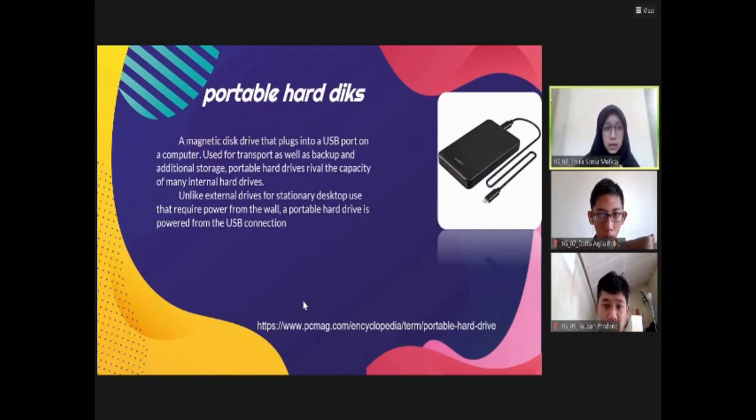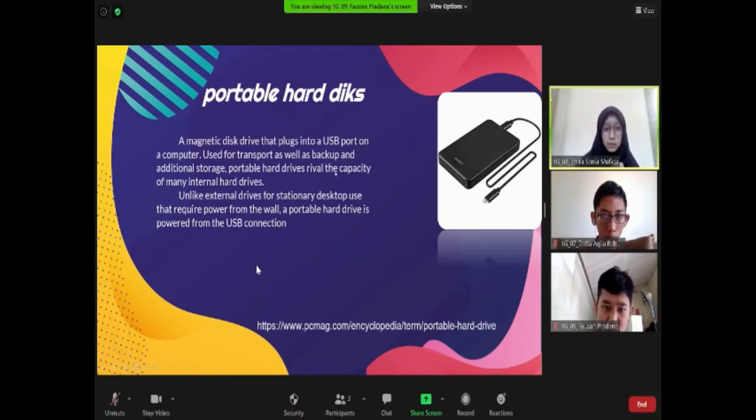Portable hard disk. A magnetic disk drive that plugs into the USB port on a computer. Used for transport as well as backup and imagination storage. Portable hard drives rival the capacity of many internal hard drives. Unlike external drives for stationary desktop use that require power from the wall, a portable hard drive is powered from the USB connection.